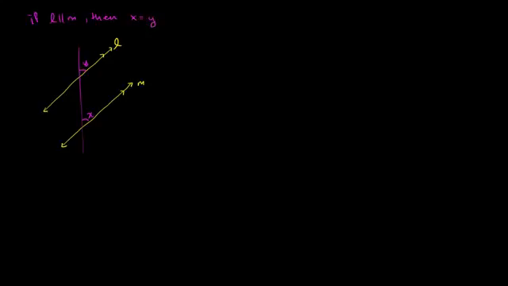What I want to do in this video is prove it the other way around. I want to prove, so this is what we know. We know this. What I want to do is prove if x is equal to y, then L is parallel to M, so that we can go either way. If they're parallel, then the corresponding angles are equal. And I want to show if the corresponding angles are equal, then the lines are definitely parallel.